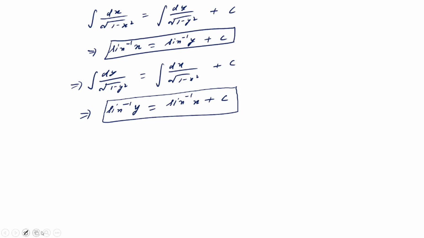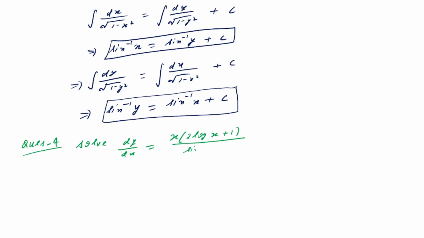So another question. I think this is question number 4, no? Question number 4. Solve dy upon dx equals x(2 log x plus 1) upon sine y plus y cos y. So let's see the solution.